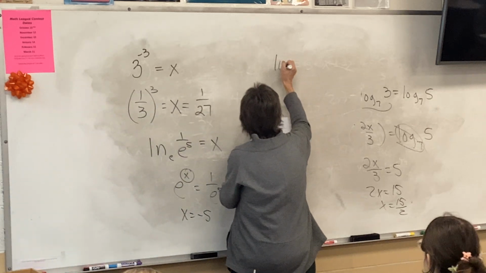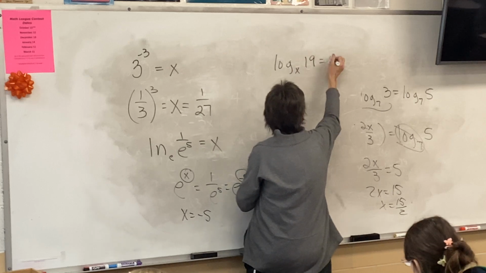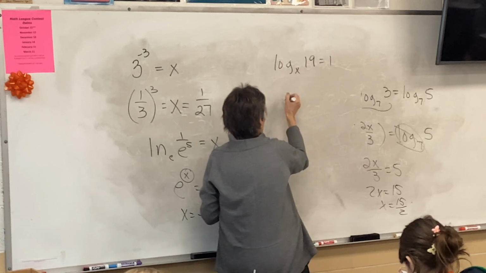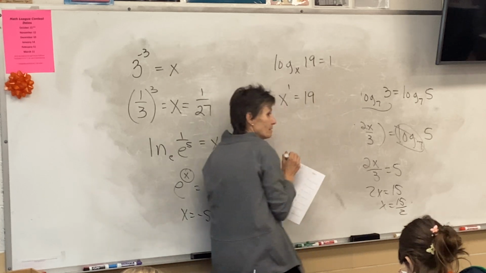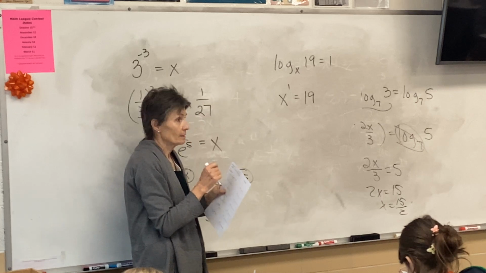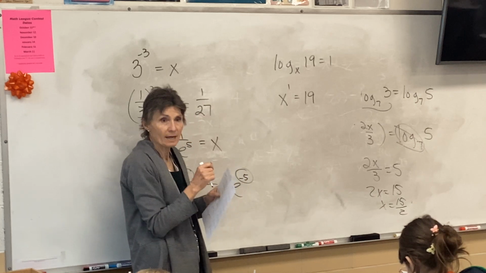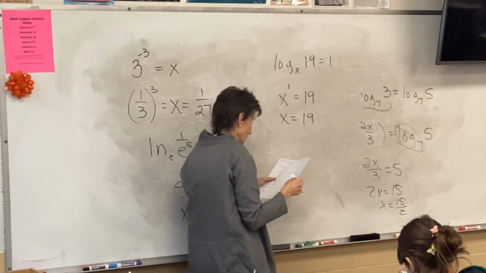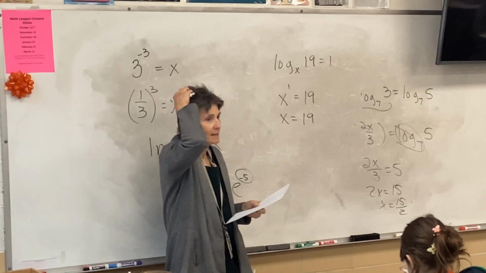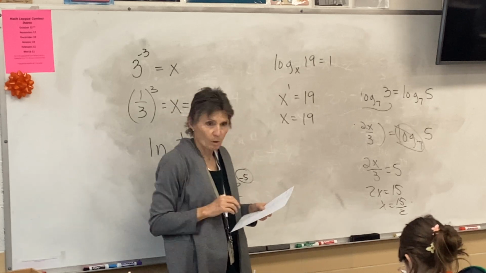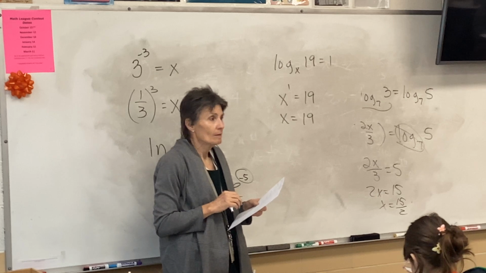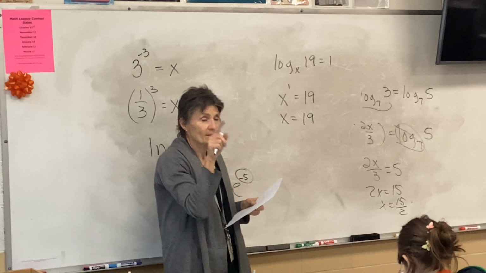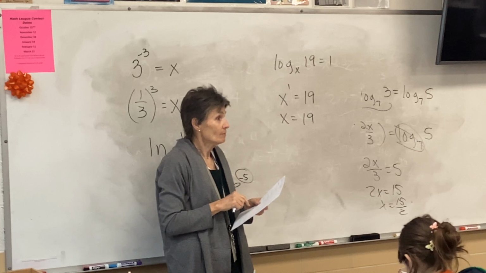Okay. Log base x of 19 equals 1. Again, don't freak out, loop-de-loo it. What's it say? X to the first equals 19. Well, x is 19, isn't it? 19 to the first power, so x is 19. Oh, the next one's so easy, I'm not even going to write it down. What's the next one? Loop-de-loo it. What's it say? 5 to the second equals x, and 5 to the second is 25.